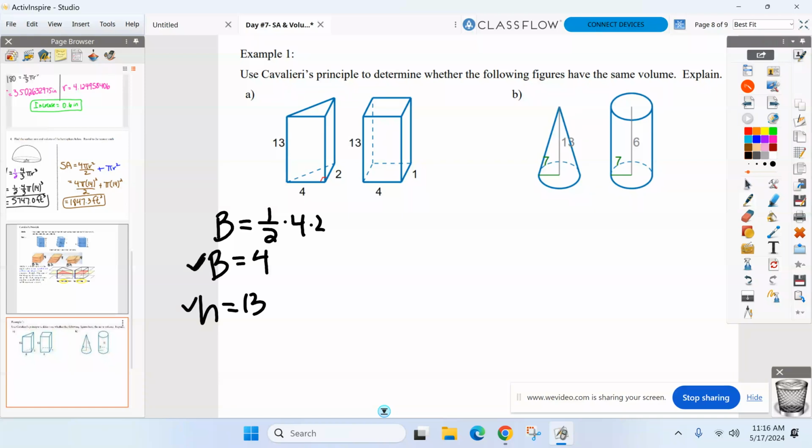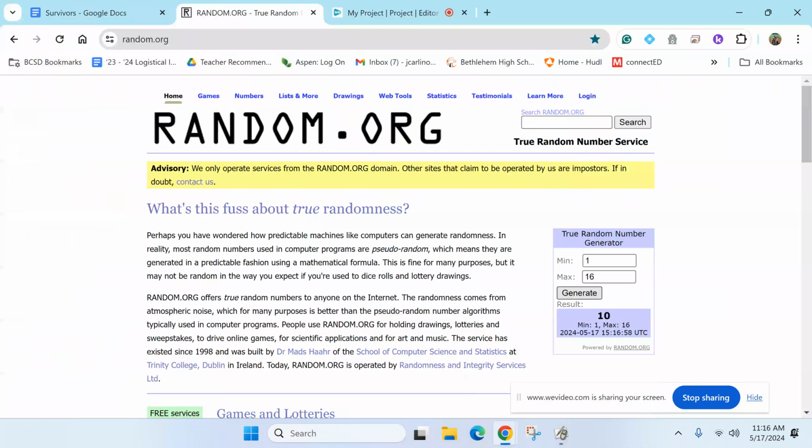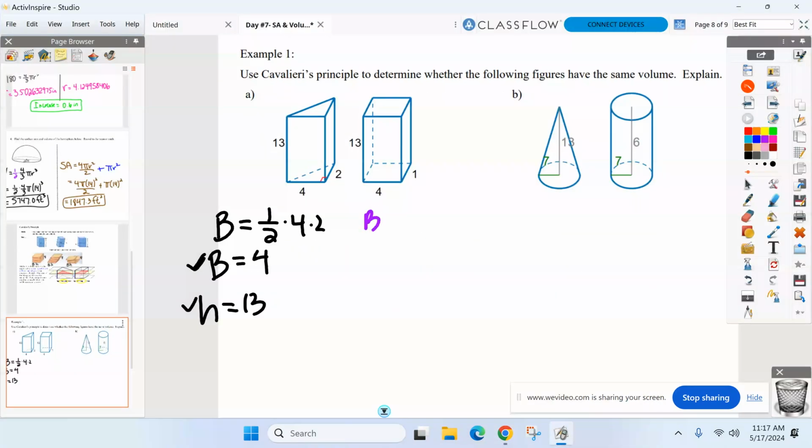All right, go over to my rectangular prism now. What's the base area there? Matt, what's my base area there? 4. And Matt, I'll stay with you. What's my height there? 13. They're going to have the same volumes. According to Cavalieri's principle, these have the same volumes because the base areas are equal and the heights are equal. Same volumes. I don't need to calculate it.